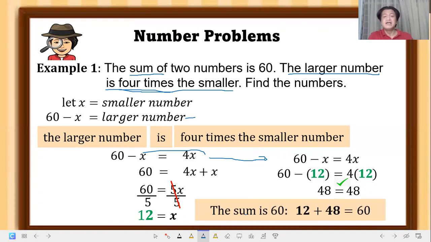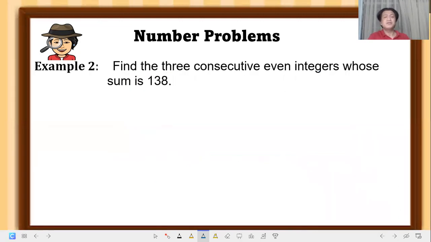Ibig sabihin yan, the sum is 60. Pag inadd natin yung 12 at 48, that is equal to 60. Ano yung smaller number natin? Yung smaller number natin ay 12 kasi x lang siya, di ba? Ito yon. Yung larger number is 48. Kasi nga 60 minus natin yung 12, 48 siya. Or you can use the 4 times 12, 48. Okay? Let's have number 2.